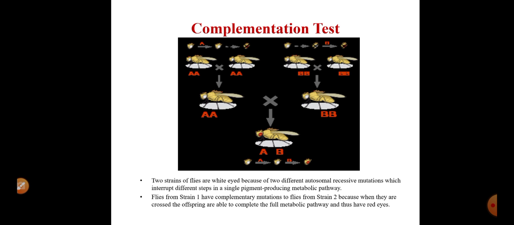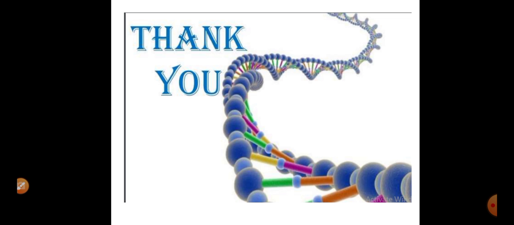I think up to this point your idea is clear about the complementation test. It is basically related to the expression of recessive traits. So with this, in the topic we have considered the gene and the version of a gene, that is the allele, its different types like pseudo-alleles and multiple alleles, along with the complementation test for expression of recessive traits, in detail.